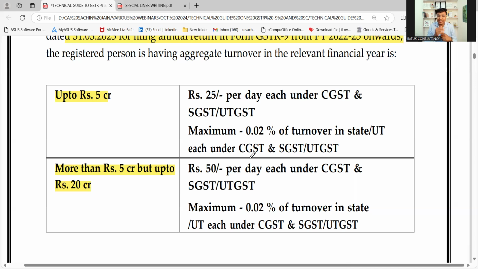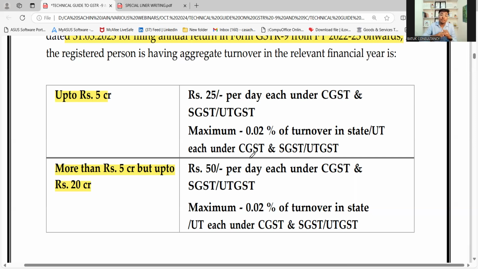Because in 40 to 60% of scenarios, in case of any notice related to late fees or interest, the demand or our reply should only be based on the certain notification. As per the latest notification for financial year 2022-23 onwards, if the turnover is up to 5 crore rupees and the taxpayer has not filed the GSTR 9 return, the late fees will be 25 rupees per day under each head of CGST and SGST, and also maximum up to 0.02% of the turnover.